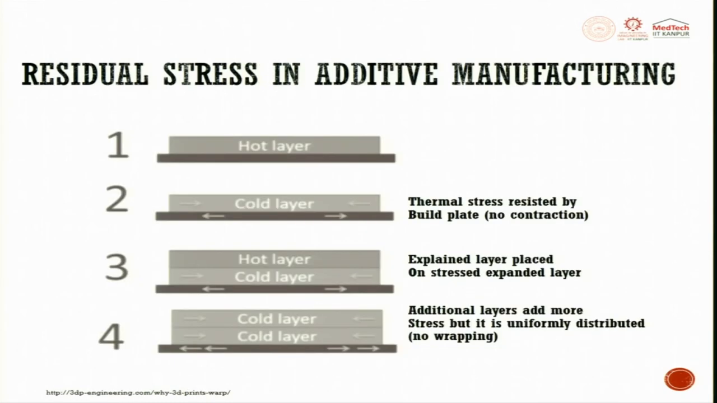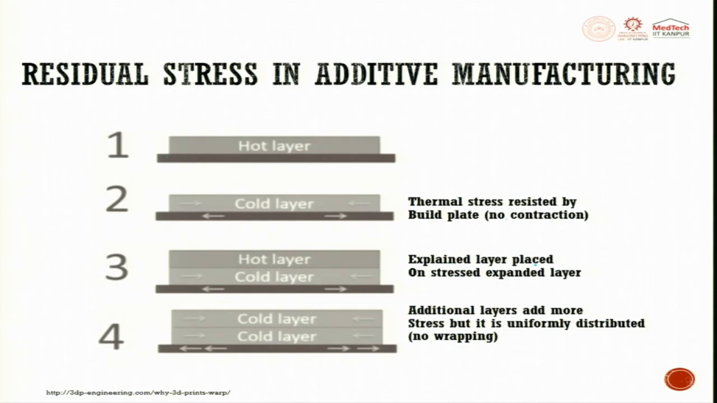So, there is always residual stress which gets imbibed in the part while printing through additive manufacturing, as far as polymer as well as metal is concerned. So, what we do is we always have a hot layer, and then we also try to have a cold layer. So here the thermal stresses are resisted by the build plate. No contraction will happen. So, cold is contraction, this is expansion. So, you get a very good surface.